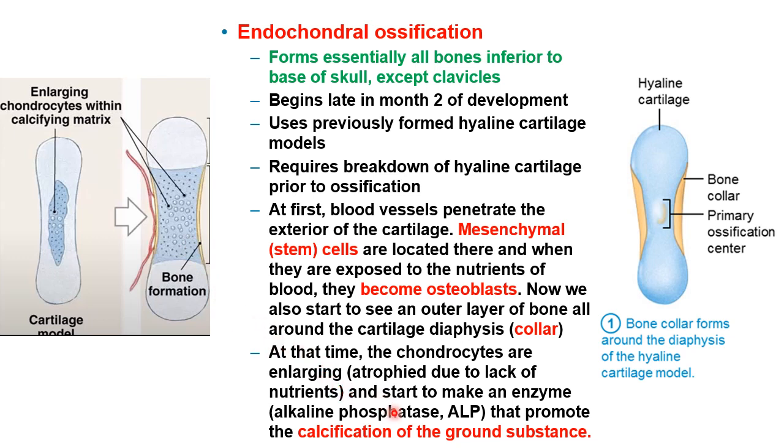And once you have deposition of minerals from the chondrocytes, you call that area here your primary ossification center. Okay, so you see it over there. It's like some hardness is starting to appear inside after this bone collar developed all around the bone. Okay.